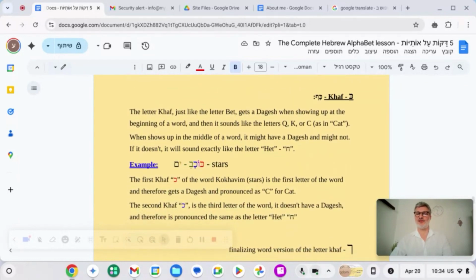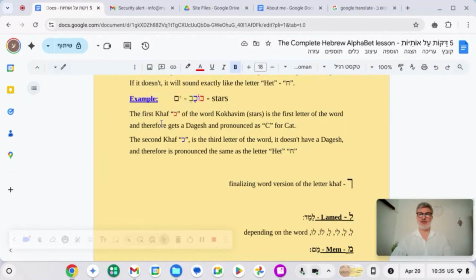The 11th letter of the Hebrew alphabet is the letter Kaf. Just like the letter Bet, it gets a dagesh when showing up in the beginning of the word, and then it sounds like the letters Q, K, or C, as in cat. When it shows up in the middle of the word, it might have a dagesh and it might not. If it doesn't, it will sound exactly like the letter Chet.